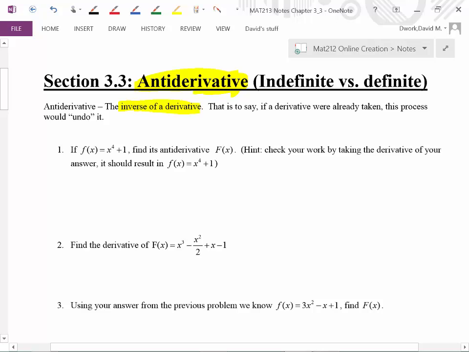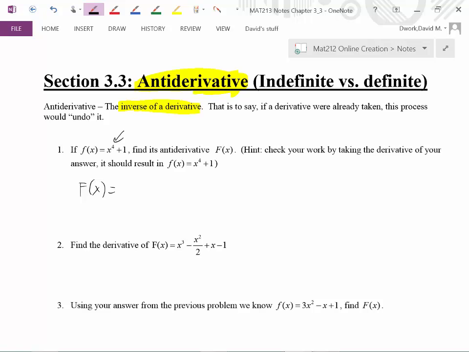Okay, so if f of x equals x to the fourth plus 1, can you find capital F of x? Now, go ahead and pause the video, try to think your way through it, logic your way through it, and say, all right, this is the answer to the derivative, so what did I start with? All right, pause the video, give it a shot.